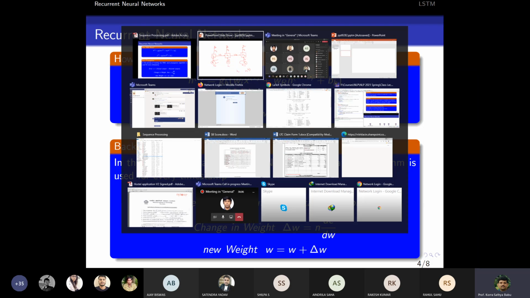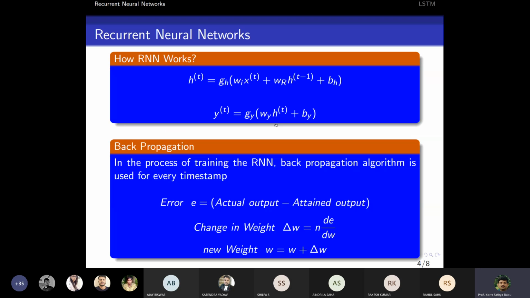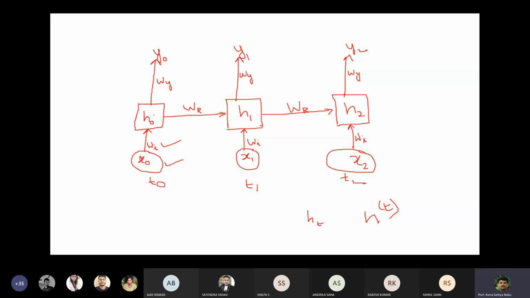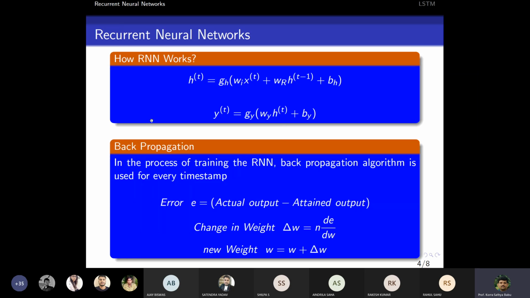This h value is attained here. Now to get the output, what do you do? To get the output, Wy into h of t. This is h naught. You add some bias by, pass it through a function gy, and then y of t is attained here.